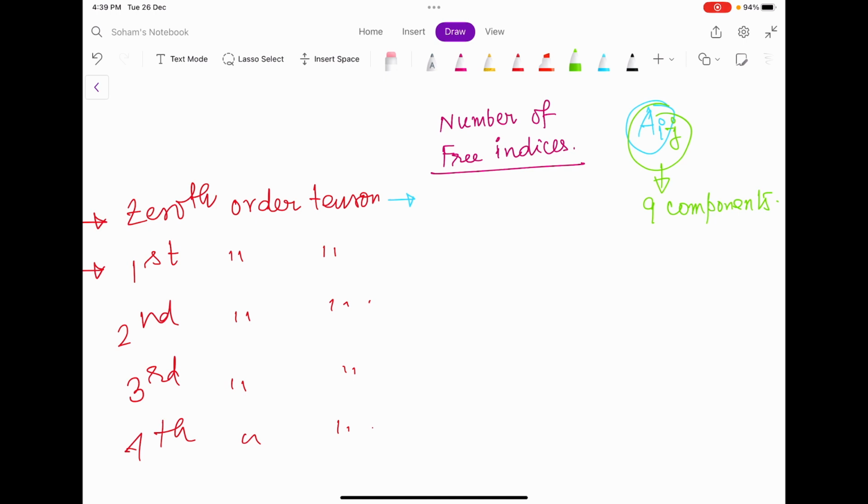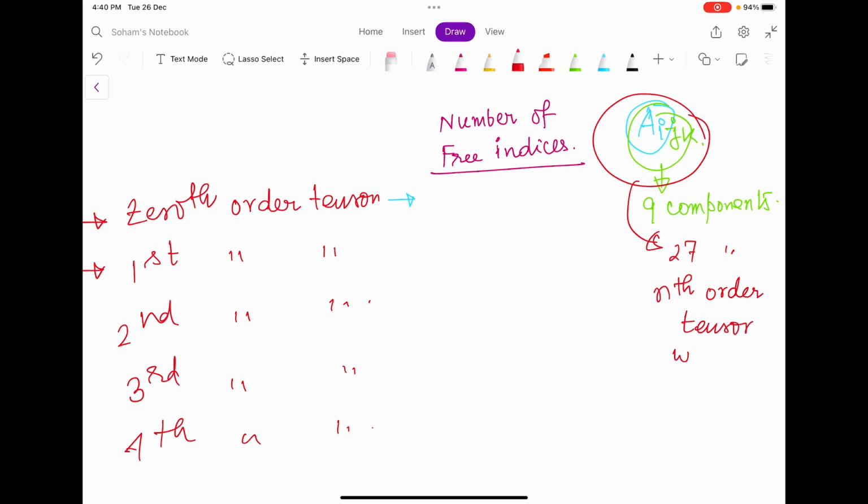So the number of components is increased if I increase a free index. So a free index is denoting an extra information or an extra direction. And if I say Aijk, then it will have how many? 3 into 3 into 3, that is 27 components. So an nth order tensor will have 3 to the power n components, for example 81 components for a fourth order tensor.